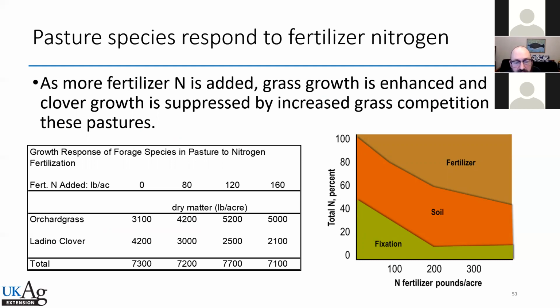And we see that we got more grass production with more nitrogen added, but less clover, because as we added nitrogen, the grass was able to outcompete that clover. And so we actually got the highest tonnage when we had the most clover and no fertilizer, right? So we got 7,300 pounds per acre of dry matter with no fertilizer. And we actually went down because we suppressed that clover growth with that high fertilizer nitrogen. So that gets back to that question we had.